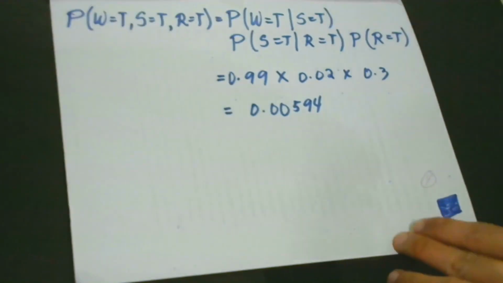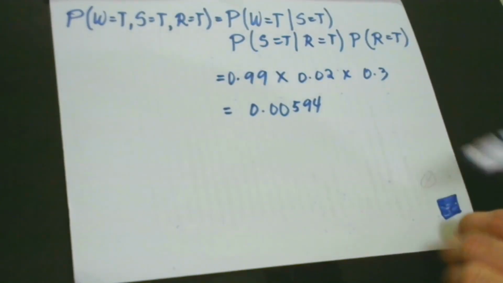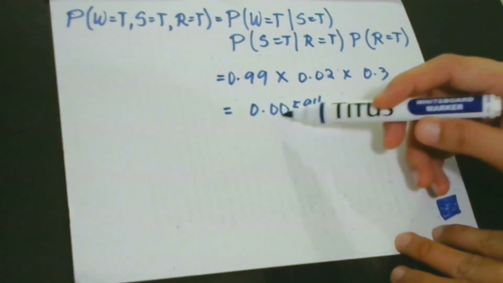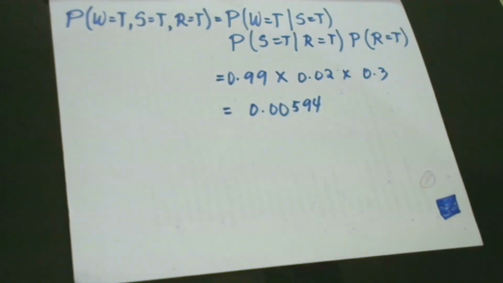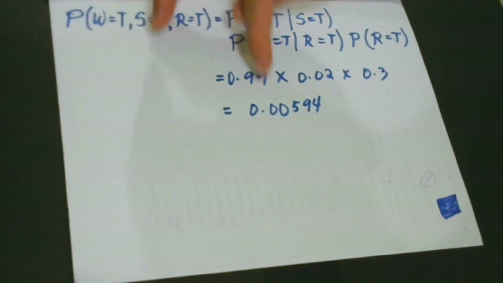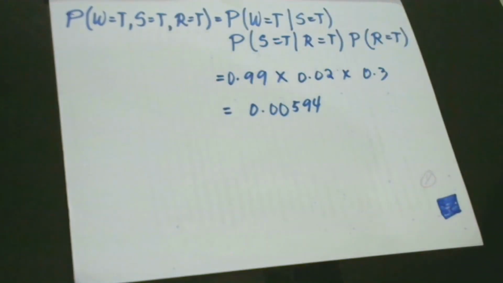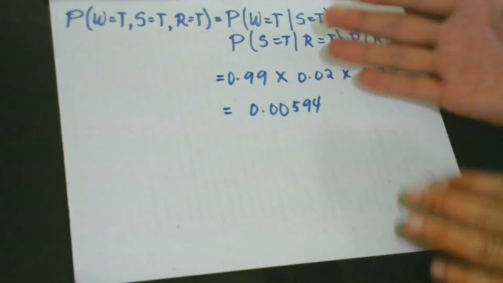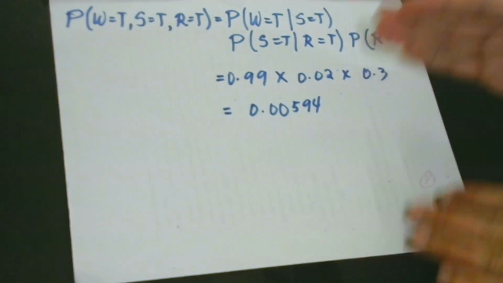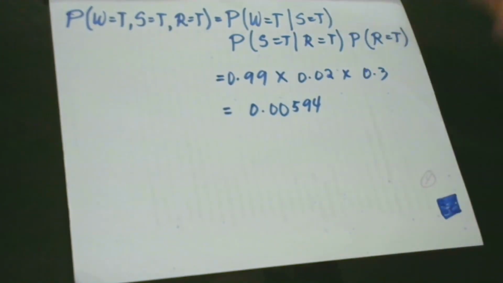Multiplying them, then we have 0.00594. So it means that we have a 0.00594 chance of having W equal to T, S equal to T, R equal to T. So in this case, what we use here is the Bayes theorem followed by the respective marginal probabilities of the different situations.